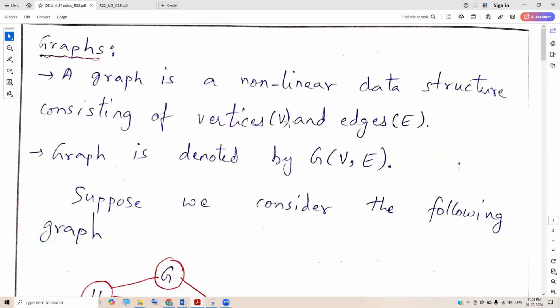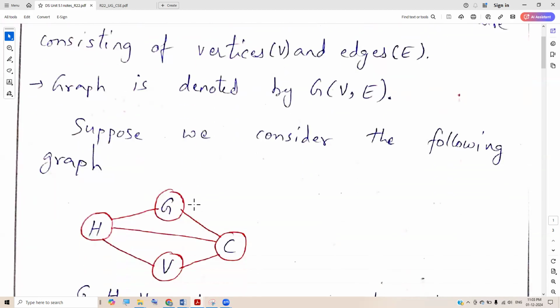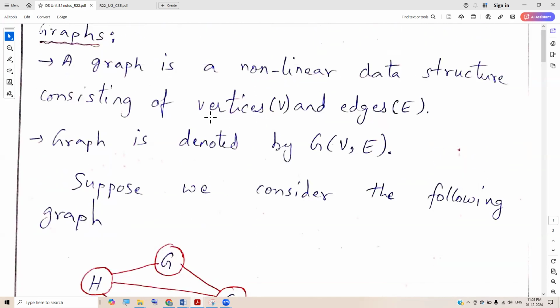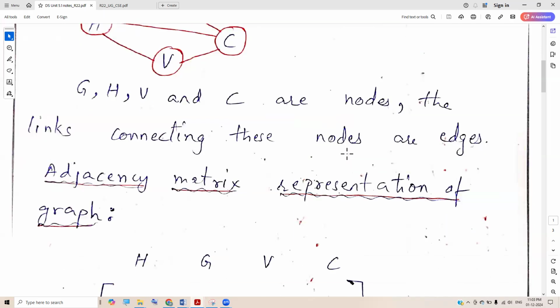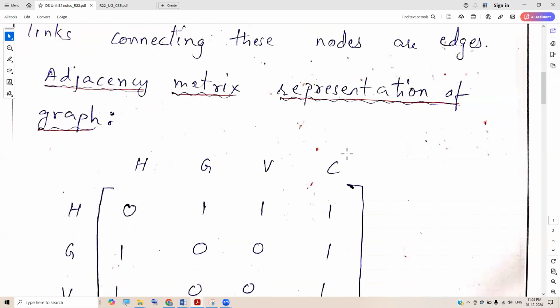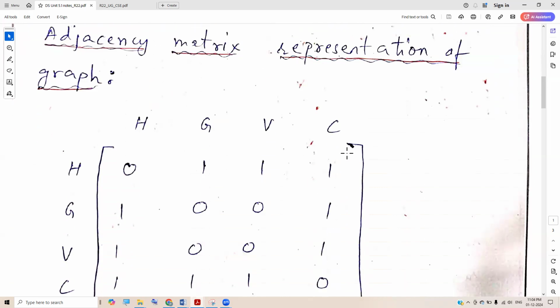And what does the graph consist of? It consists of nodes called vertices and links called edges. You know very well that a function can be represented by f of x comma y. Likewise, a graph is simply a combination of vertices and edges. So, a graph can be represented by G of V comma E. There are two main representations of graph. One is called adjacency matrix representation. The other is adjacency list representation.